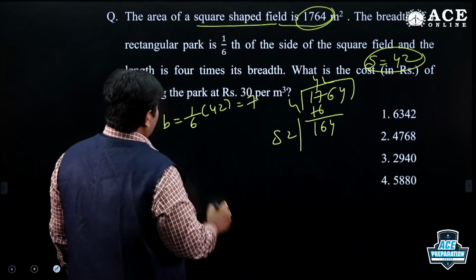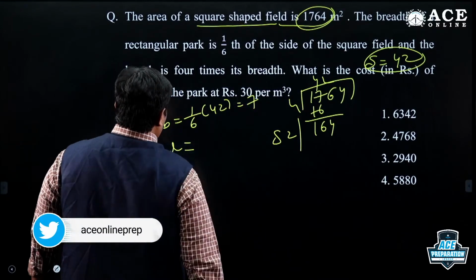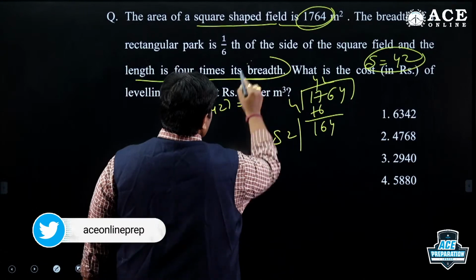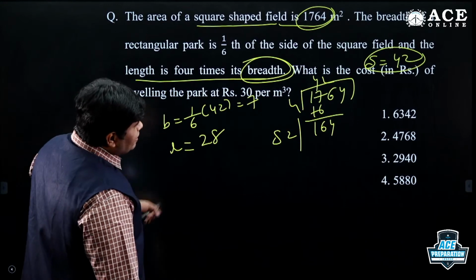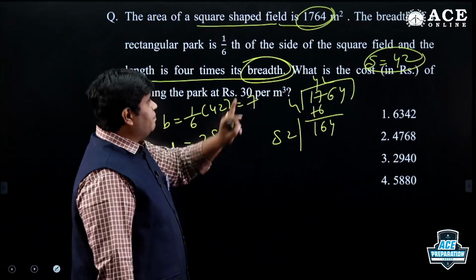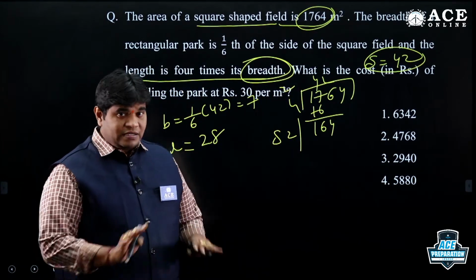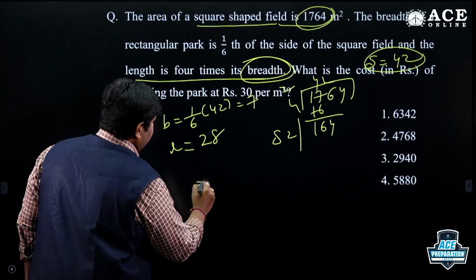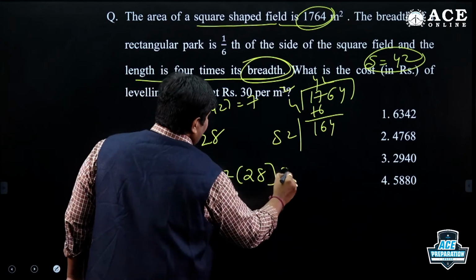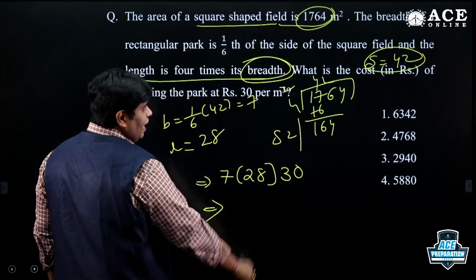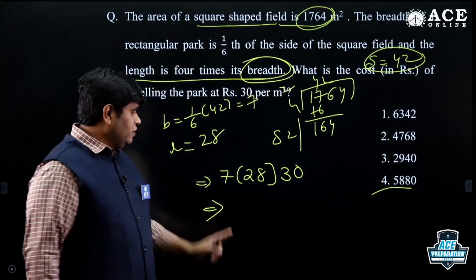So breadth is equal to 1/6 into 42. 6 7s cancel. So length is equal to 4 times of the breadth. So 28. Okay. So what is the cost of leveling the park? 30 per meter square. Same concept. Area into cost. Simply I wrote area. 7 into 28 into 30. Okay. After the simplification, we are getting the same answer. 5880 only. Okay. Once observe here.